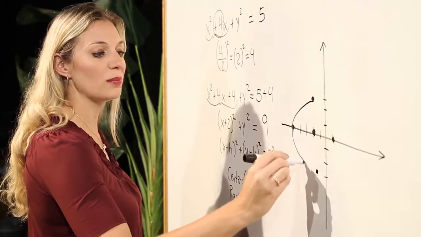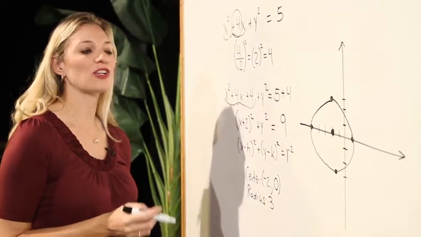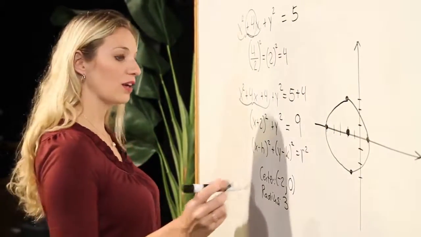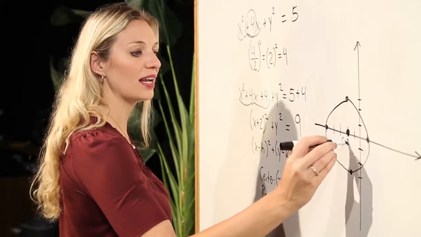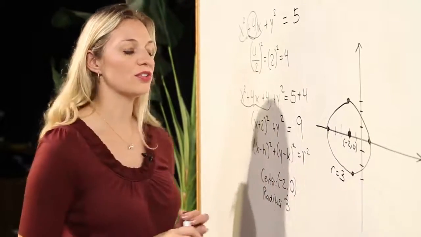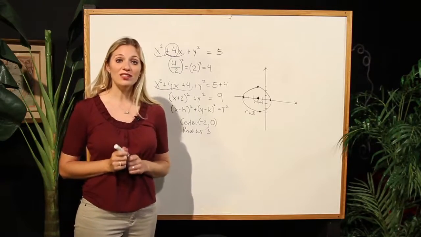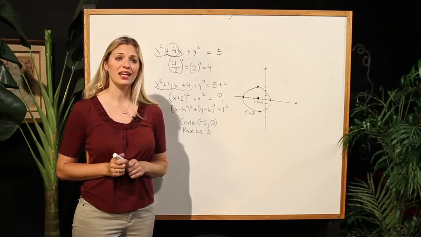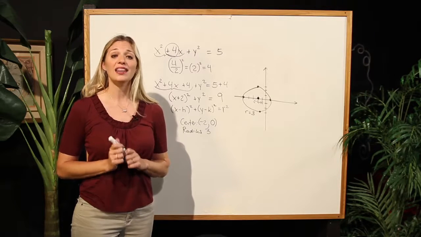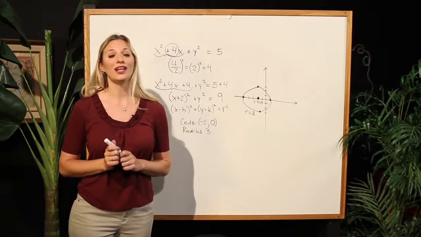Although it's not going to be perfect, as our sketches never are, we have actually plotted our circle. Our circle is centered at negative 2, 0, and it has a radius equal to 3. Recall that the circle equation is x minus h squared plus y minus k squared equals r squared. That is the form you would want to get any given circle into in order to graph.